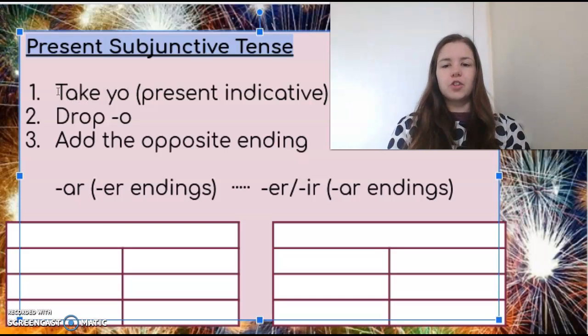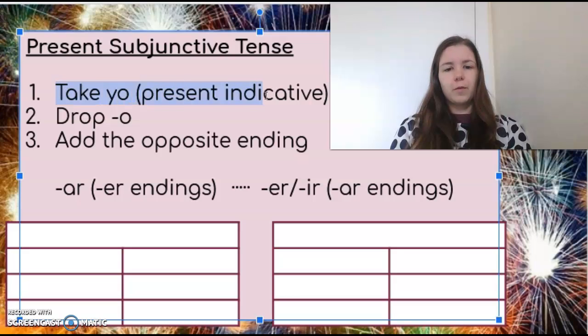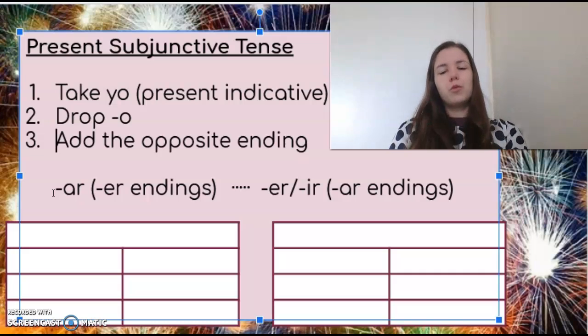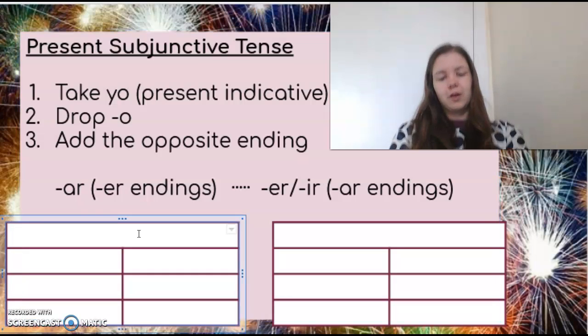So the steps to conjugate it: we're going to use the yo form of the present indicative. That's the normal present tense where it basically always ends in O. Next thing we have to do is drop the O, and then we're going to be adding the opposite ending. So from the yo verb, AR verbs are just going to get the ER endings, then ER and IR verbs will give AR endings.